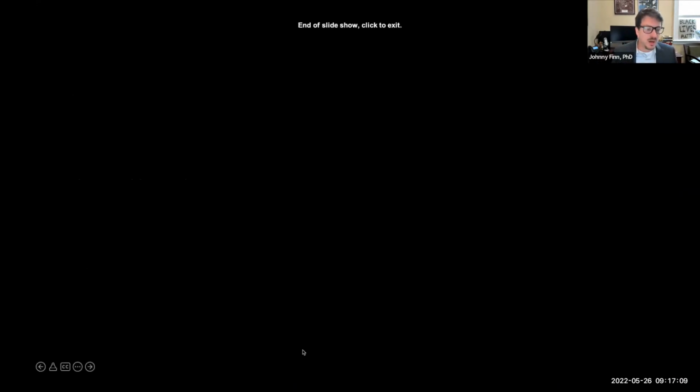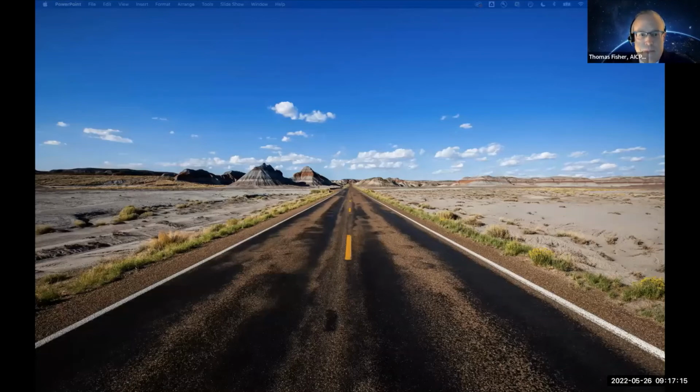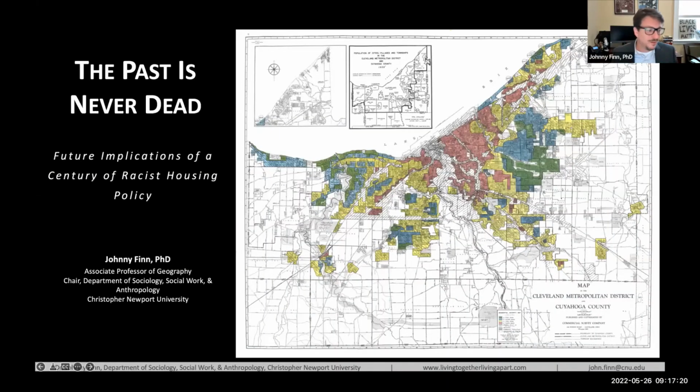Oops. I don't know why my screen is shared. Did that disappear? Yes. No, I see your screen's still on. I see a road. Oh, yeah. You see a picture from the Badlands. It's from the Painted Desert.